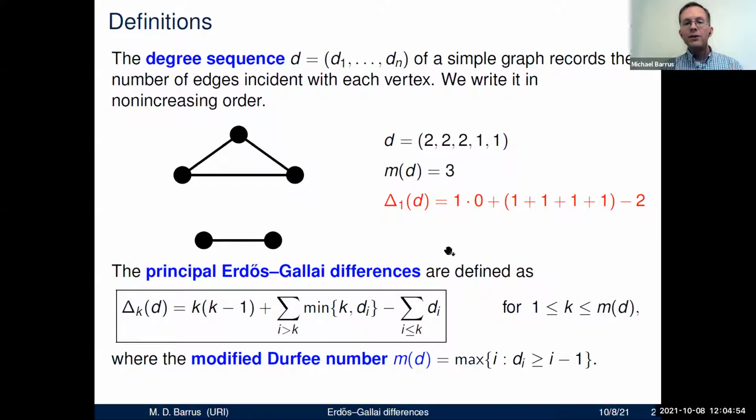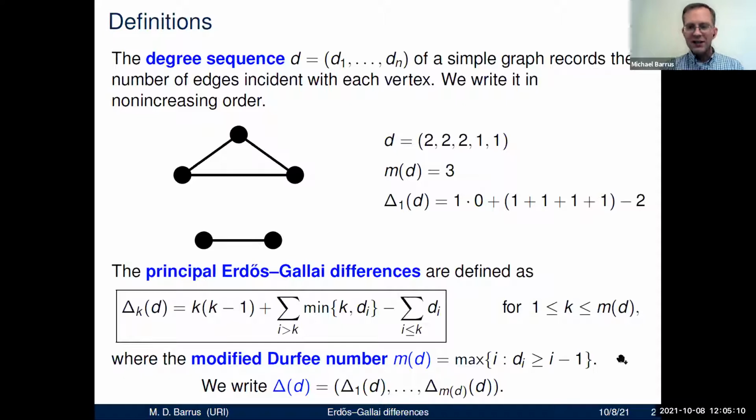All right, now you could do this for k equals 2 and k equals 3, or however many you needed to reach the modified Durfee number. And I'm going to use delta of d to stand for the list of these principal Erdős-Gallai differences. Okay, so what is this? Why do we talk about this? I mean, this graph has Erdős-Gallai difference list of 2, 2, 2. Does this tell us anything?